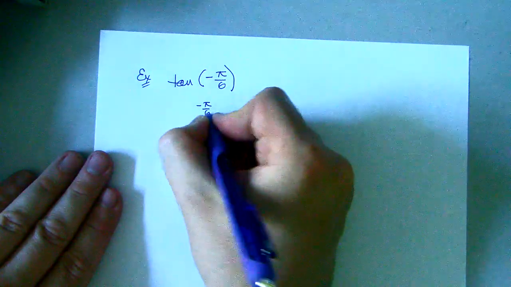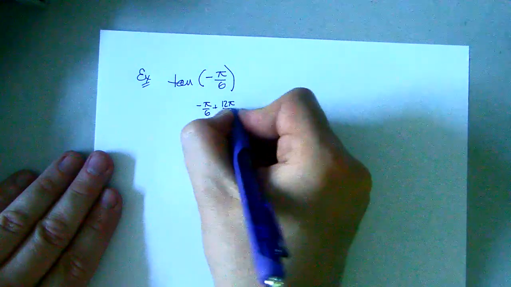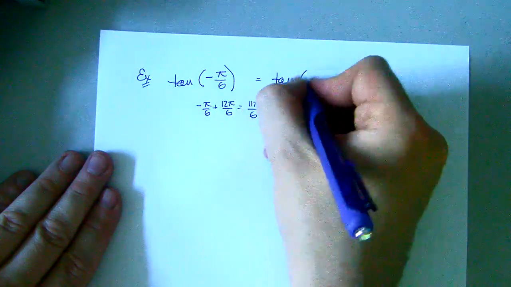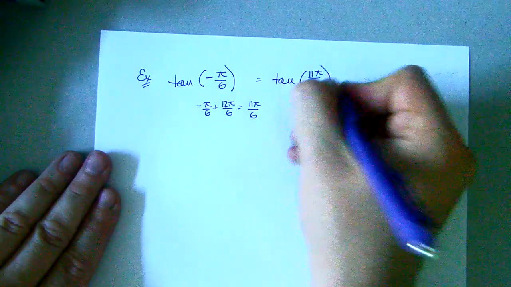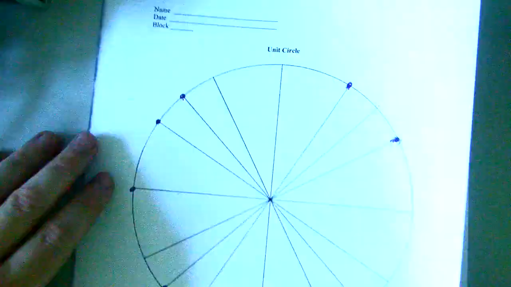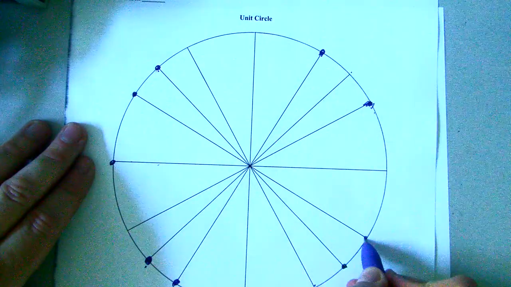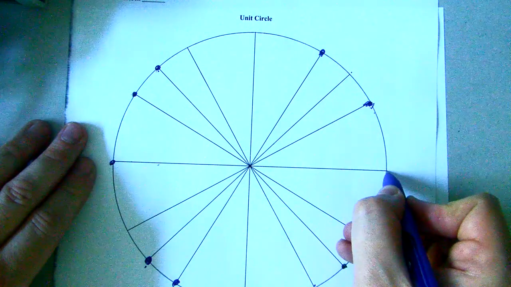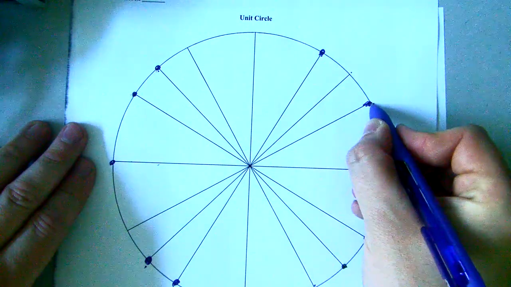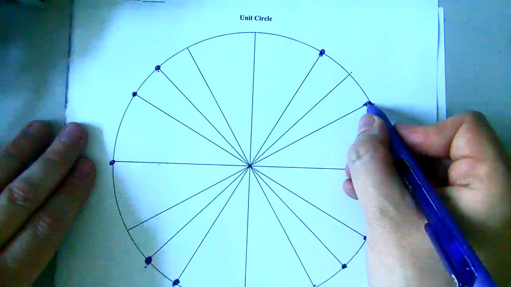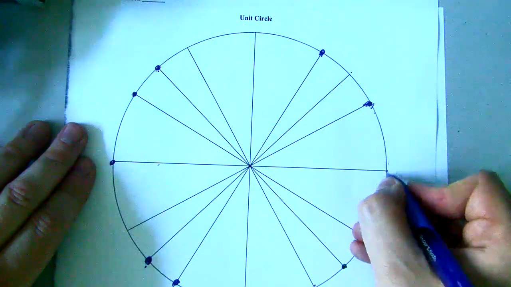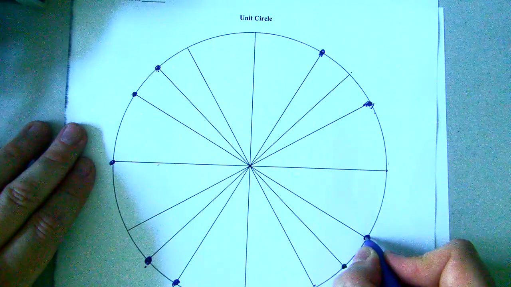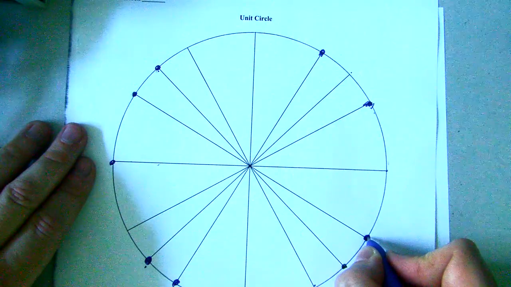So negative pi over 6 plus 2 pi, plus 12 pi over 6, is going to give me 11 pi over 6. I could just find the tangent of 11 pi over 6, which is the angle that's over here. Another way of thinking about this, though, is I know that pi over 6 is starting here and spinning counterclockwise up to here. Negative pi over 6 is spinning the same amount in the clockwise direction. So where is negative pi over 6? Right over here. If you can just locate this point and then find your sine and cosine, your x and y coordinates of this point, that'll work.